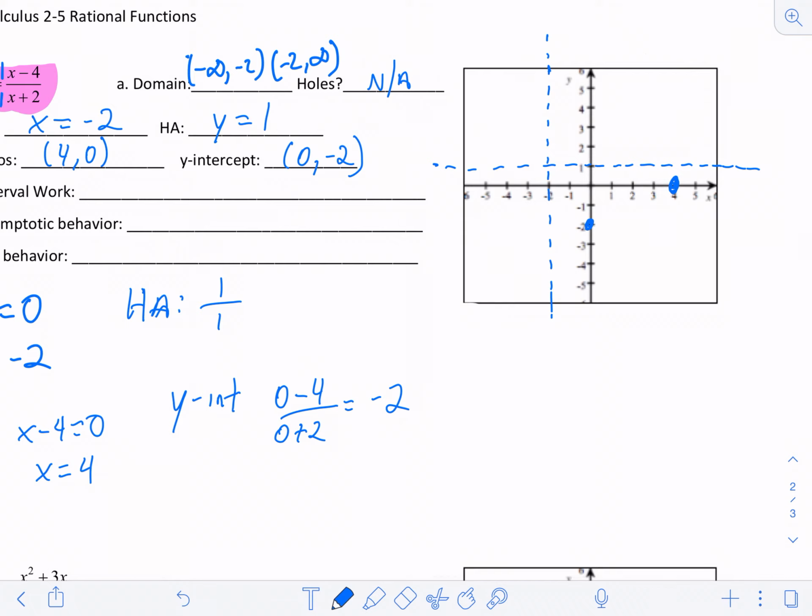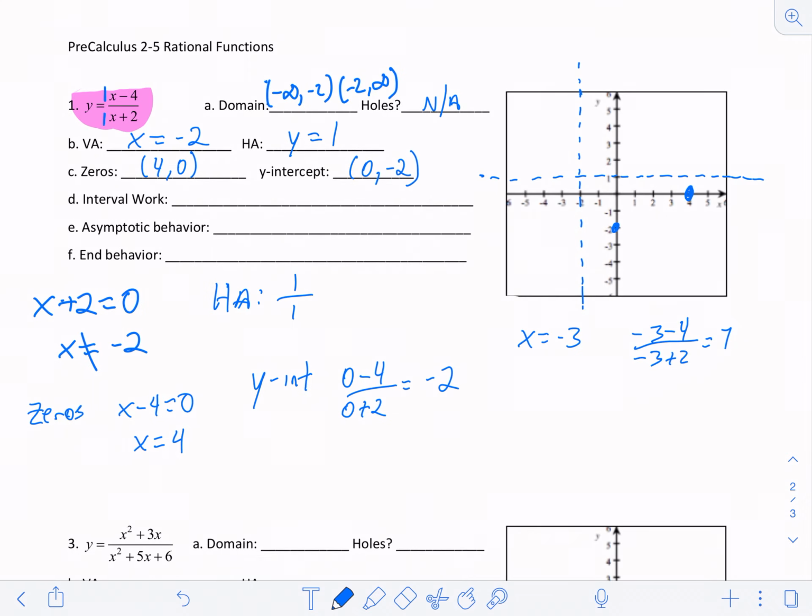So what happens when x equals negative 3? When x equals negative 3, I get negative 3 minus 4 over negative 3 plus 2. And that's going to equal 7, right? So one of my points is going to be negative 3, 7. And let's plug in another point. Negative 3, 7 is going to be a little bit off my graph. It's going to be way up here. And then let's try negative 5. If I plug in negative 5, what's going to happen?